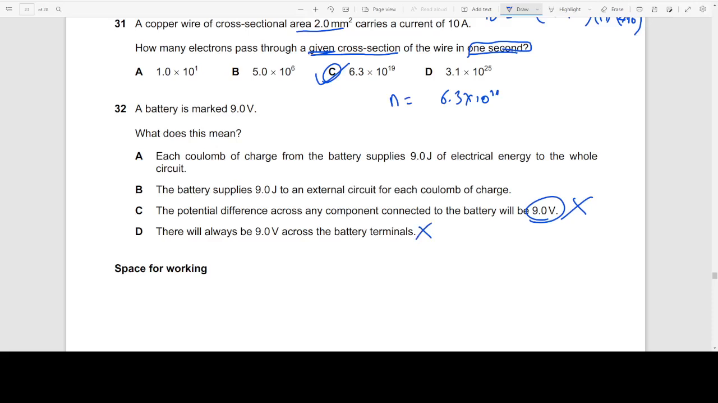The battery. So between A and B. Well, no, actually A would be the correct answer, because the definition of voltage is E upon Q, and it's actually for the whole circuit, not just an external circuit.